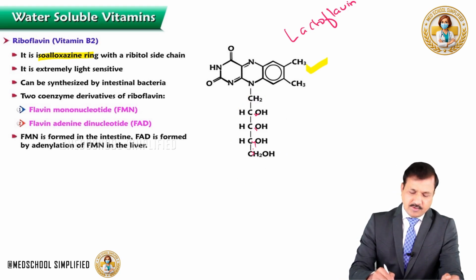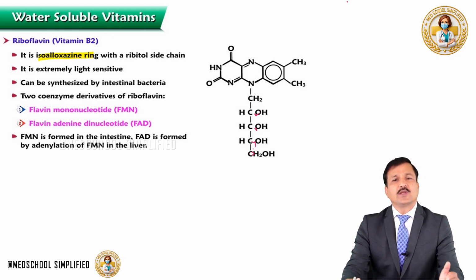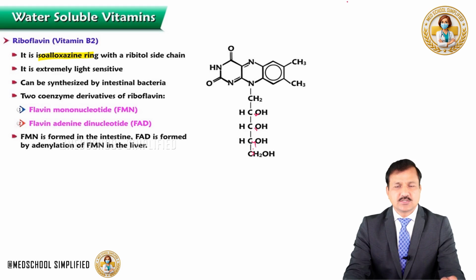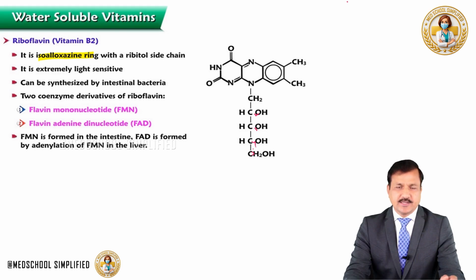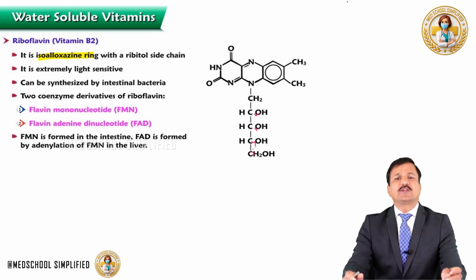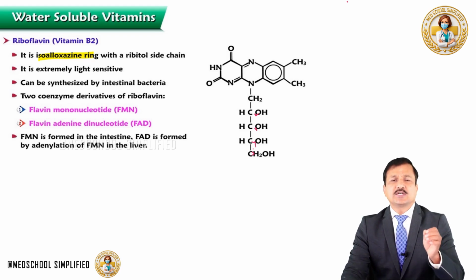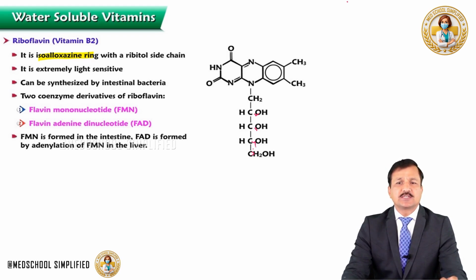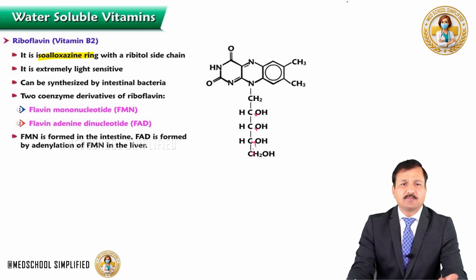Now, riboflavin is highly sensitive to light. That's why whenever riboflavin vitamin is stored, it has to be stored in a container that protects against photodegradation. Usually it is stored in a colored bottle. Though riboflavin is not significantly synthesized in our body, a considerable amount can be synthesized by the bacteria present in our intestine. Intestinal bacterial flora are one of the sources of riboflavin, although not in significant quantities.